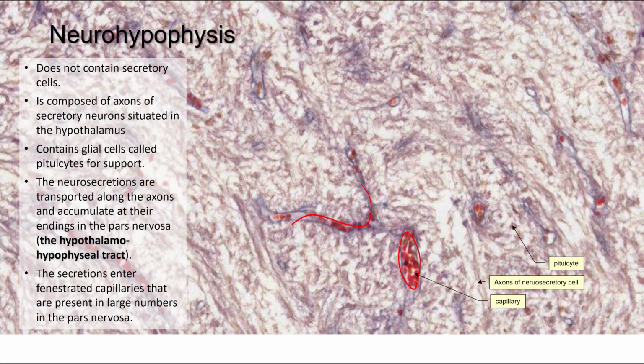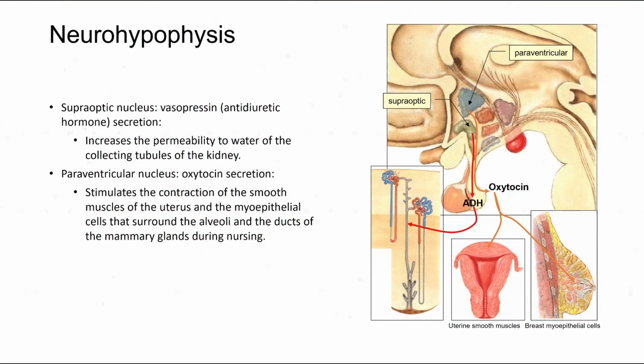If we see a nucleus here, for example, this one, then these are called pituicytes, and they are the glial cells that support the axons. There are no secretory cells here. The secretory cells, as I said, are present in the hypothalamus. This is to show you the nuclei in the hypothalamus that secrete the two hormones, and the two hormones pass through the hypothalamo-hypophyseal tract, which passes through the infundibulum, and they are released from the posterior pituitary.